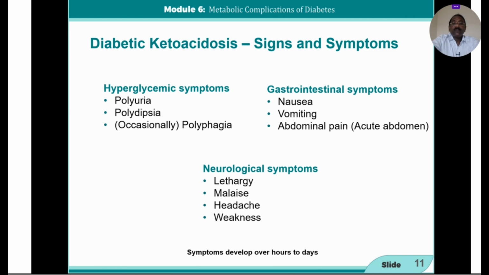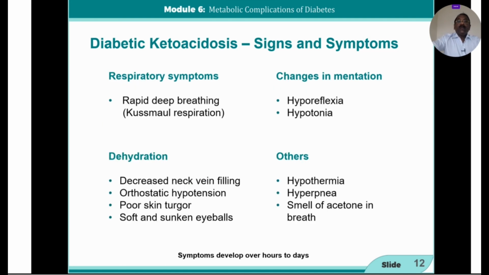Neurological symptoms: lethargy, malaise, headache, weakness. The symptoms develop over hours to days. And respiratory symptoms: rapid deep breathing, which we consider as Kussmaul's respiration. The people will have tachypnea.